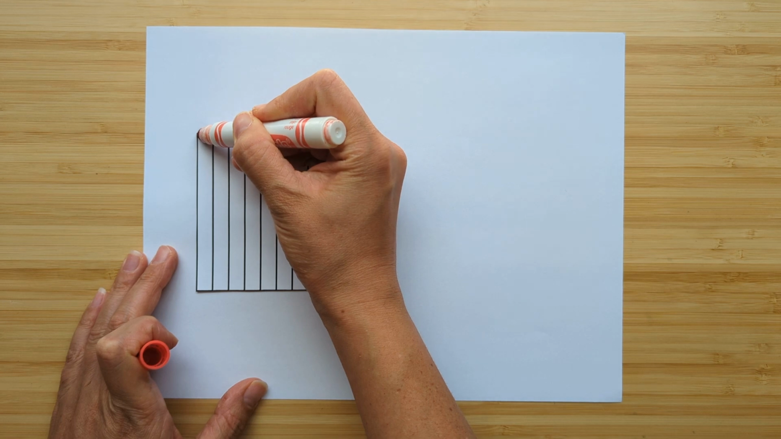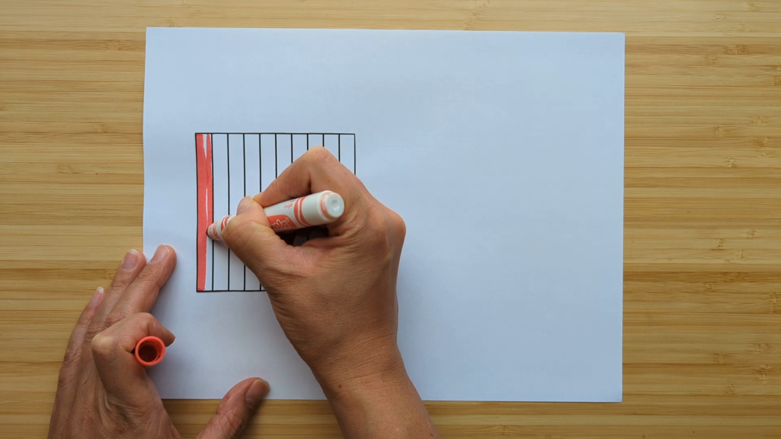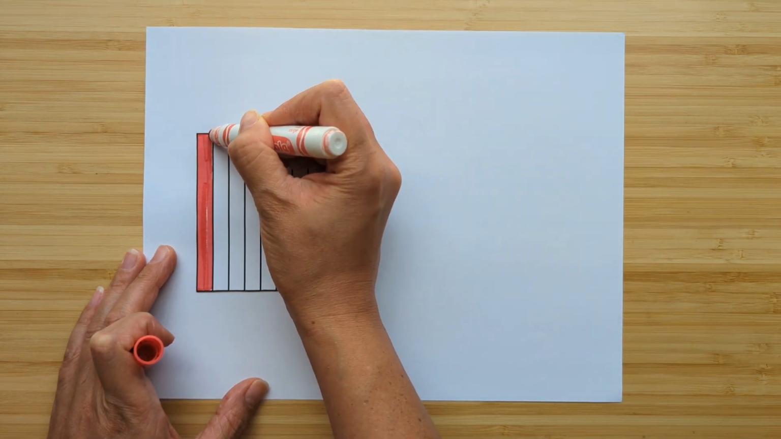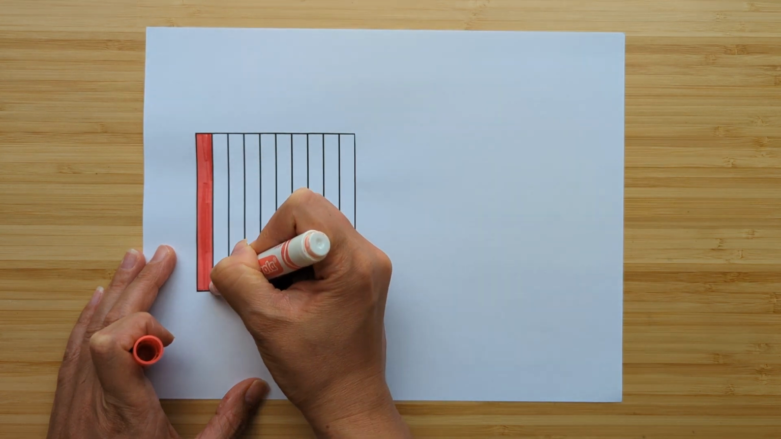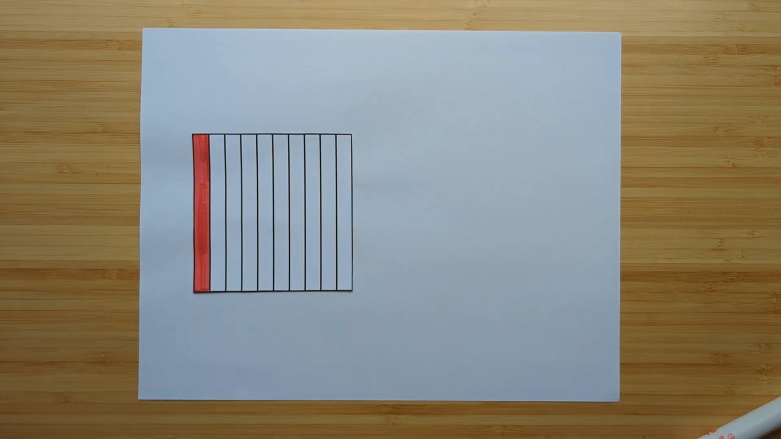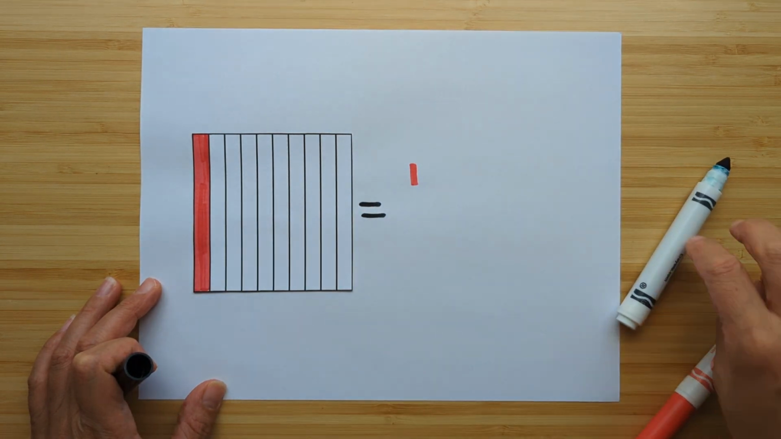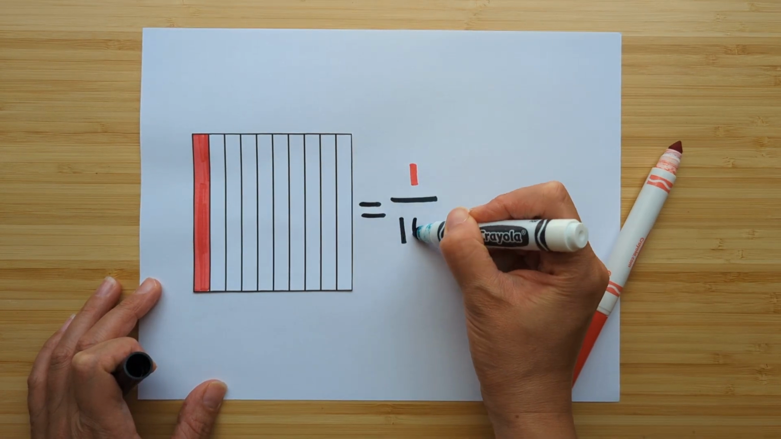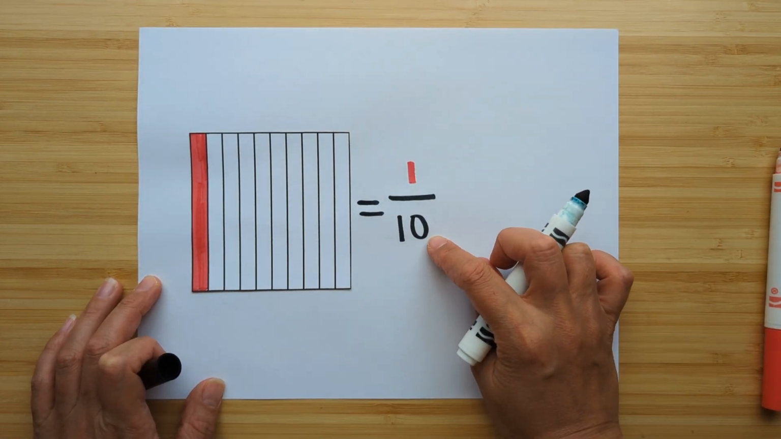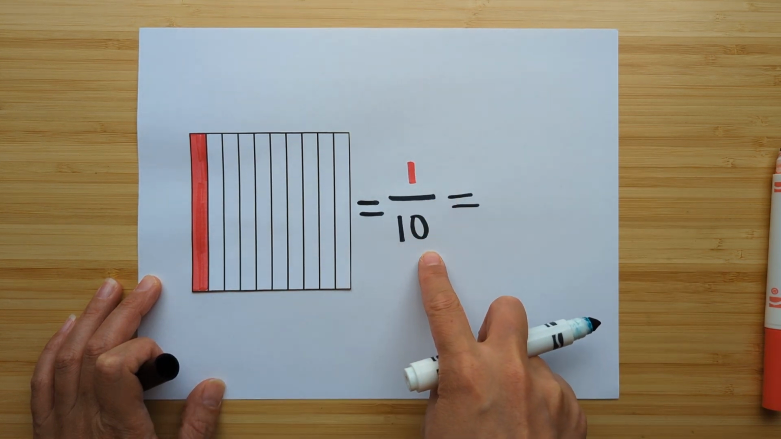If I shade in 1 out of the 10 equal parts, as a fraction, I would say what's being represented is 1/10. So I can say that this is equal to one part out of 10, 1/10. So for decimals, the name is the same, it's just represented differently. So this is 1/10.